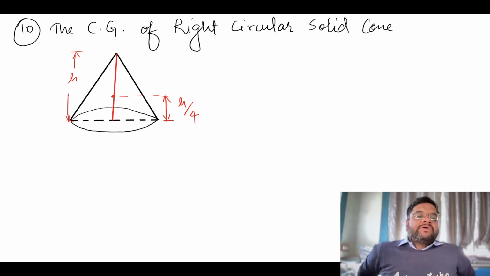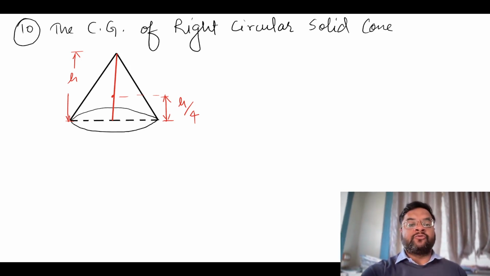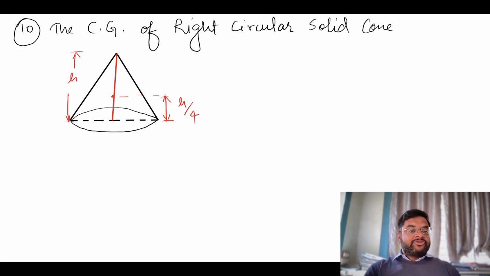The 10th point is the center of gravity of a right circular solid cone, in Hindi called Shanku. So h by 4 is the center of gravity of the right circular solid cone. So I think this is clear.